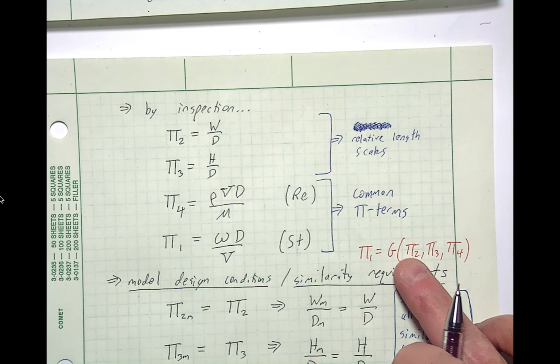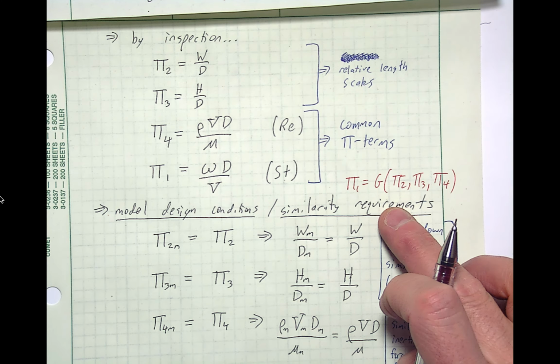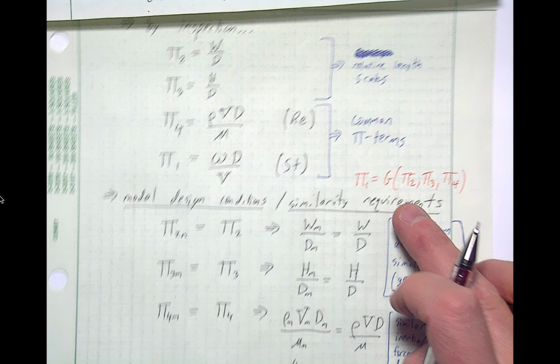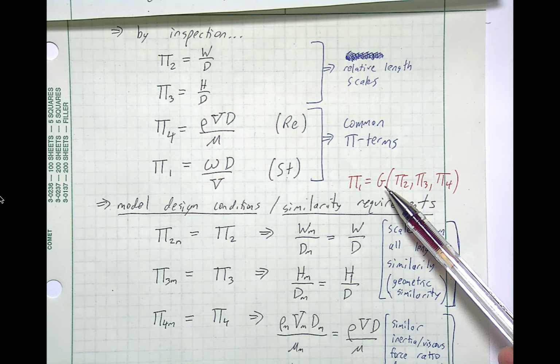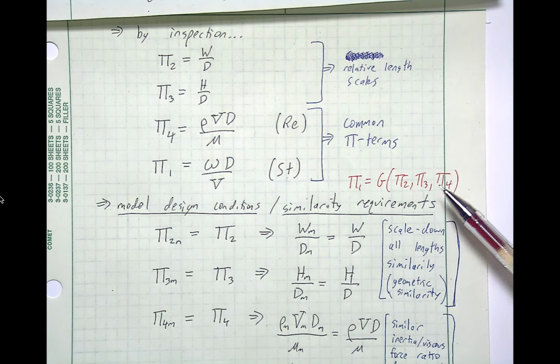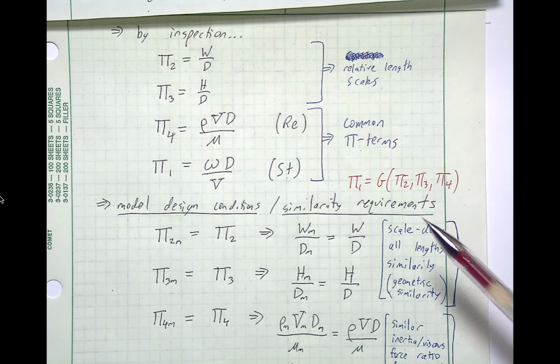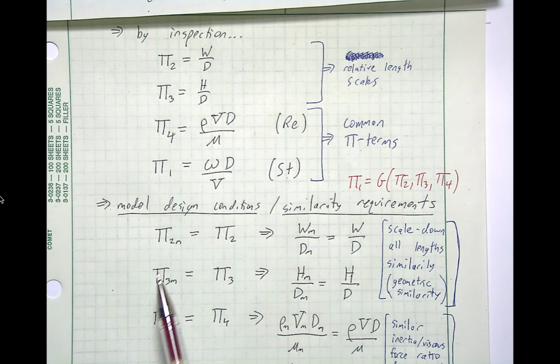And now this must hold true for both the model and the real, full-scale system, each with the same g, the same form of this g function, and therefore each pi term must also be matched through model design requirements. So that's what these are. They're called model design conditions, and they mean that when you scale down your system to your model, these must be matched. So all of the pi terms for the model must match the full-scale version.